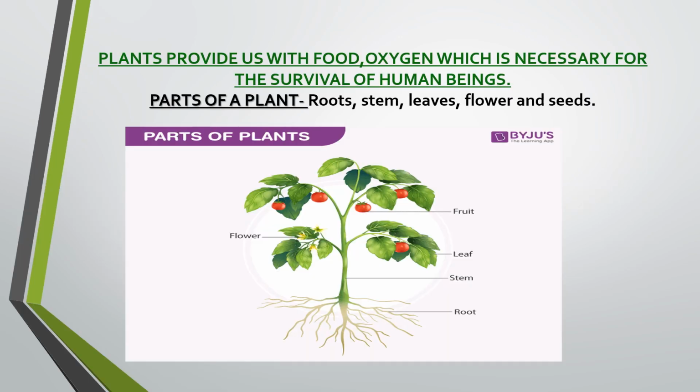Now we'll start with a brief introduction. What plants are, as we already know, the plants provide us with food and oxygen, which is necessary for the survival of human beings. Parts of a plant. A plant is mainly divided into two parts, the roots and the shoot system. The root is the part which lies below the ground or under the soil, and the shoot system lies above the ground. It consists of stem, leaf, flowers, fruits, etc.